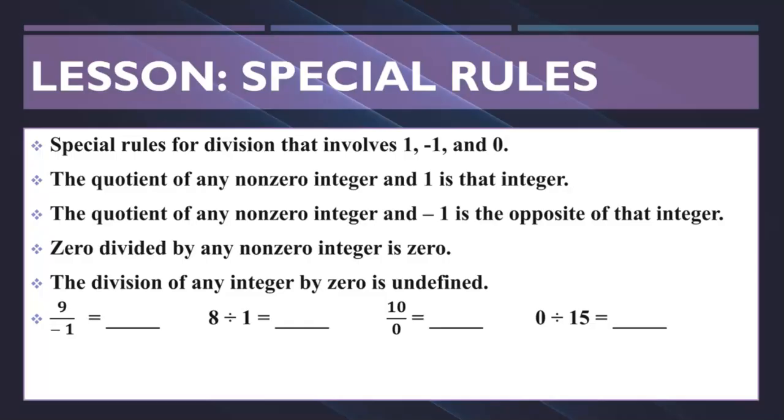And then division of any integer by 0 is undefined. You can never divide by 0. Even if you tried on a calculator, it would give you an error message because there's not a real solution for that. So -9 divided by -1 is 9. 8 divided by 1 is 8. 10 divided by 0 is undefined, or you could just say it's no solution. 0 divided by 15 is 0. So that's our lesson on dividing integers.